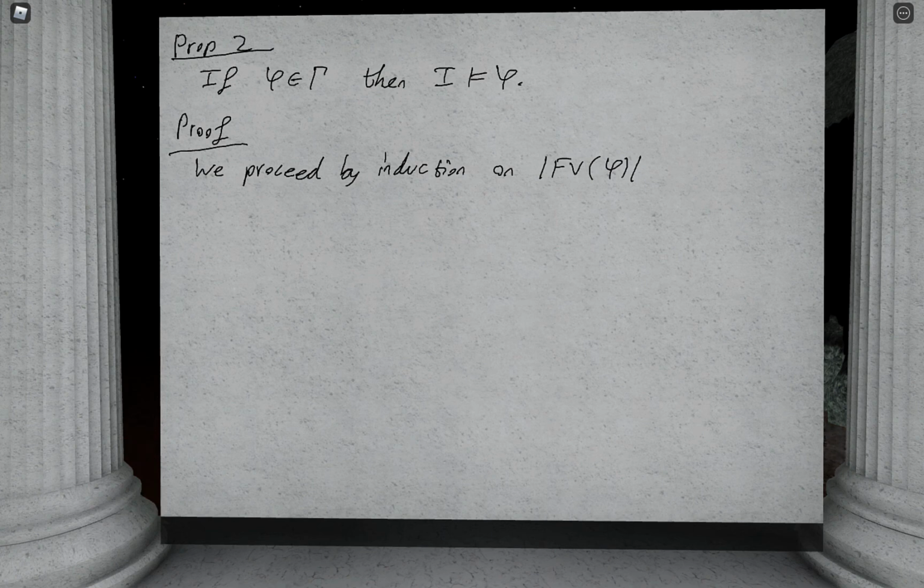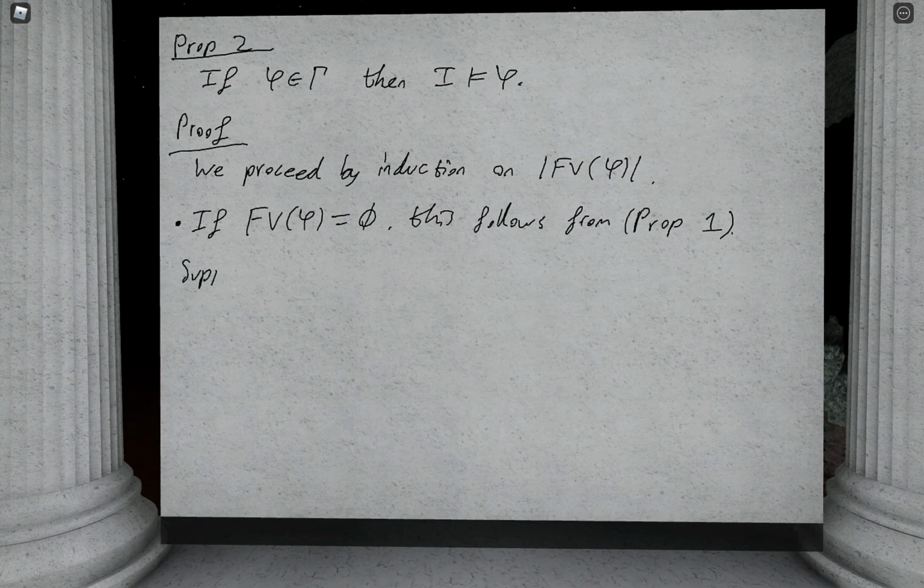Okay. So base case, if free variables of phi is the empty set, this follows from proposition 1, which is just that I makes phi true if phi is closed, and it is closed, because the set of free variables is empty.